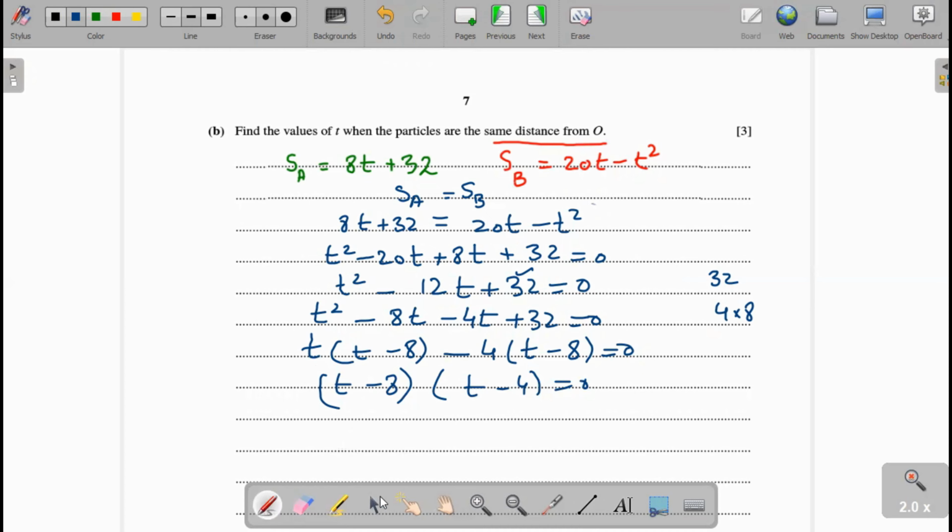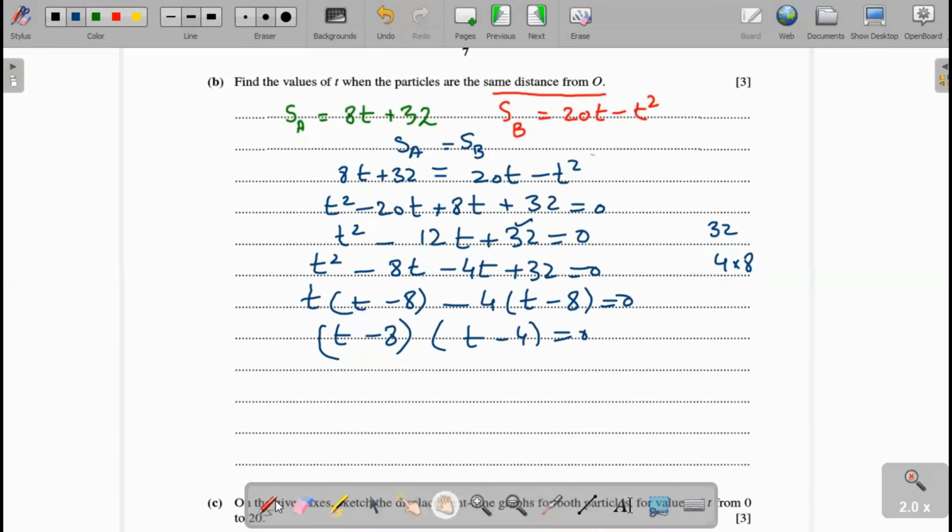Now, either t minus 8 equals 0 or t minus 4 equals 0. Therefore, t will be equal to 8 seconds and t will be equal to 4 seconds.